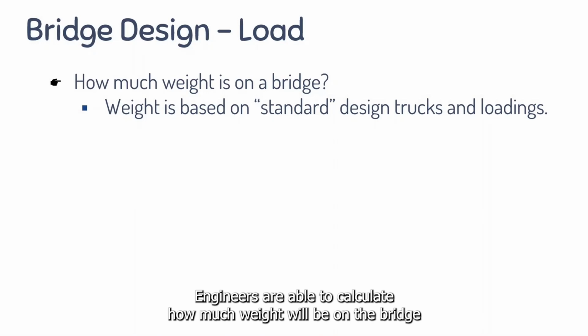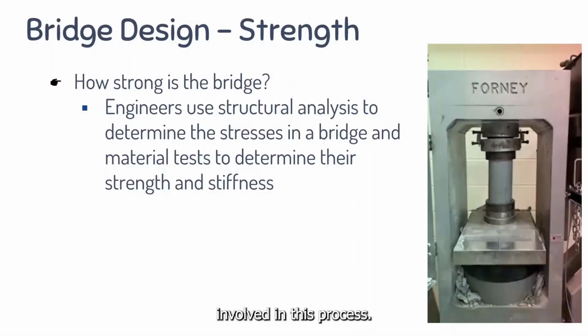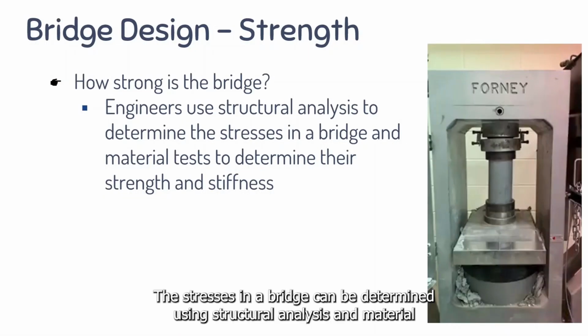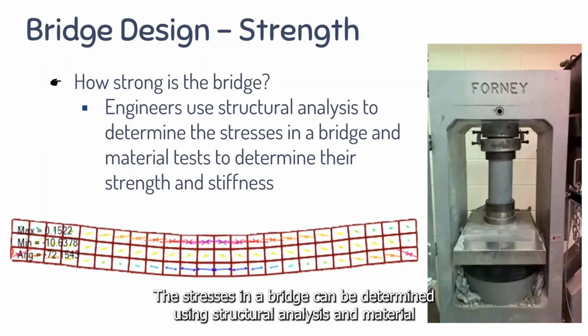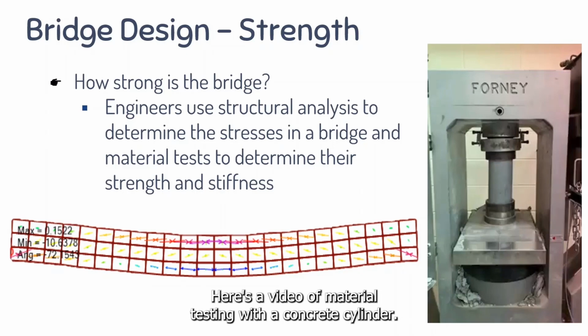Engineers are able to calculate how much weight will be on the bridge based on standard design loadings. There are usually charts and calculations involved in this process. Engineers also look at the strength of the bridge. The stresses in a bridge can be determined using structural analysis and material testing that shows them how strong or stiff the material and bridge are. Here's a video of material testing with a concrete cylinder.